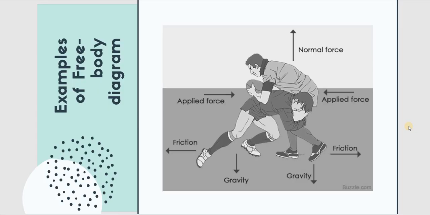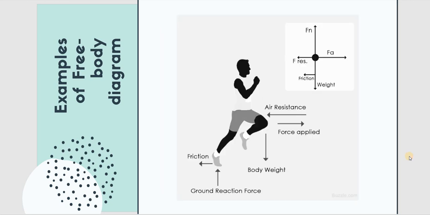So next, this is an example of a free body diagram. Look at this. Here the man has several forces acting on his body. We have the applied force, normal force, another applied force, the frictional force if his shoes touch the ground or the floor, and then the pull of gravity, which is the weight. So here's the free body diagram.